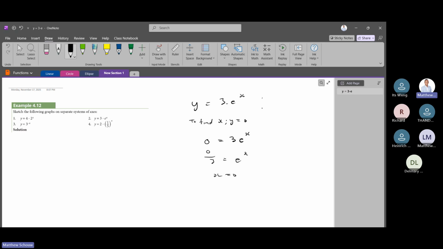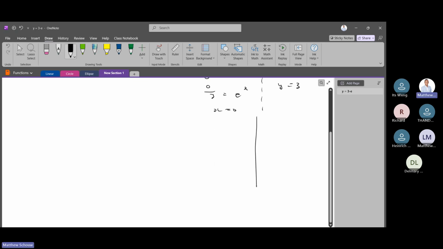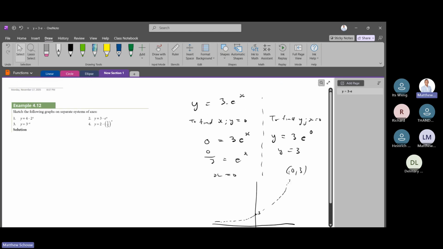Then to find y, make x 0. We do the same. Y equals 3 e to the power 0. Anything to the power 0 is 1. Right? That becomes 3. So the only coordinate where it cuts is (0, 3), which is going to be over here somewhere. And all we do is just draw a line like this, going up like that. Right? And there you go. That's it.